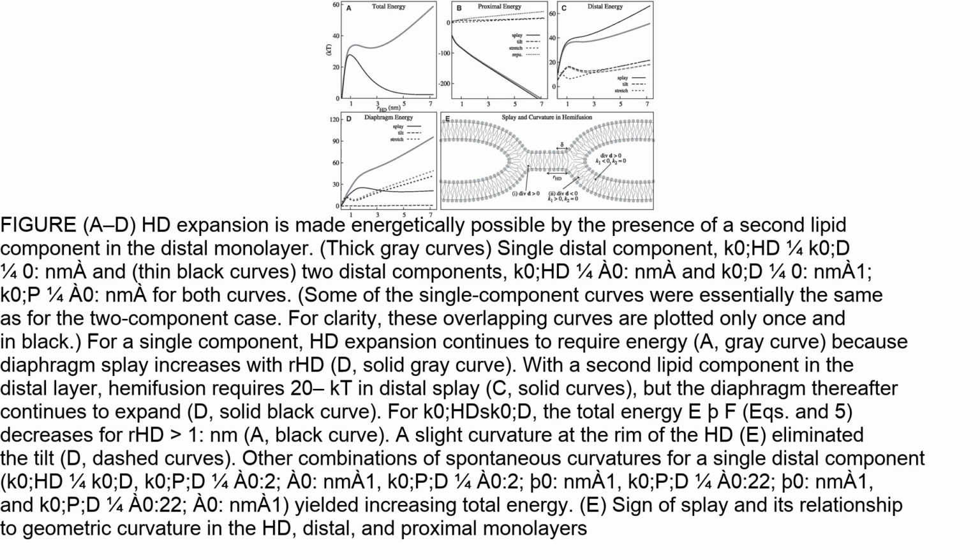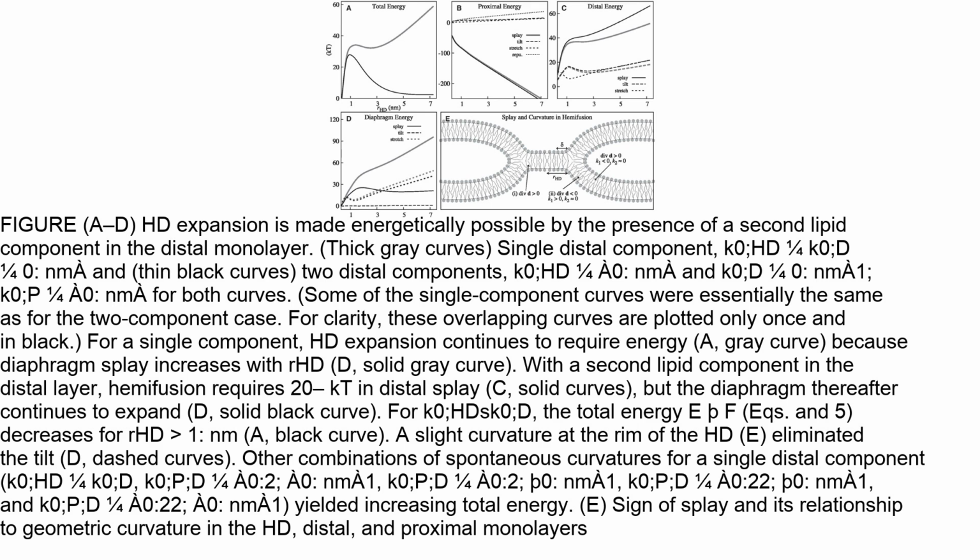The energy of HD expansion is made possible by the presence of a second lipid component in the distal monolayer. For a single distal component, HD expansion requires energy because diaphragm splay increases with the radius of the HD. But with a second lipid component, hemifusion requires energy in distal splay, but the diaphragm continues to expand.